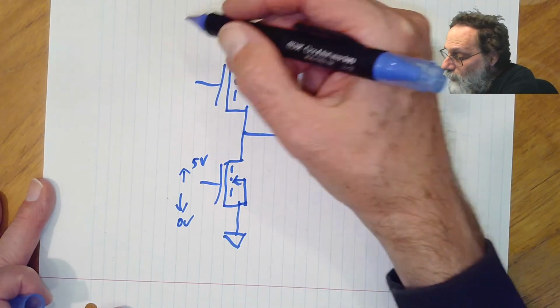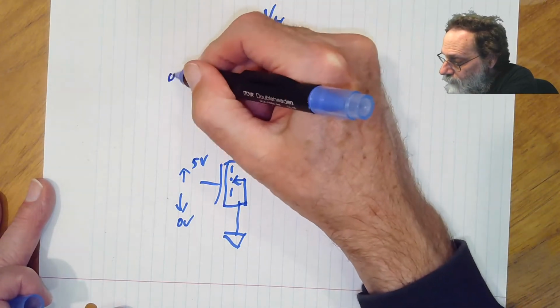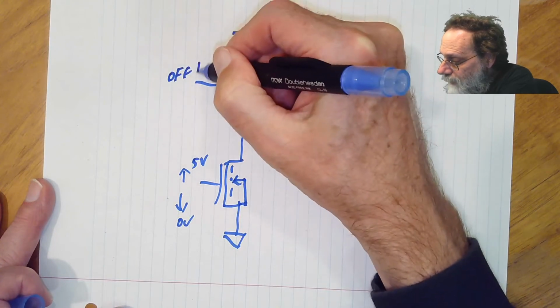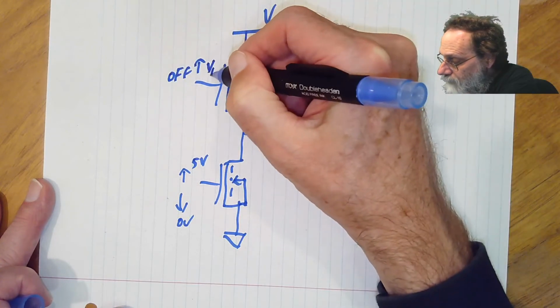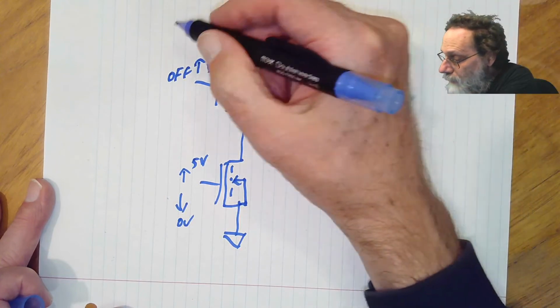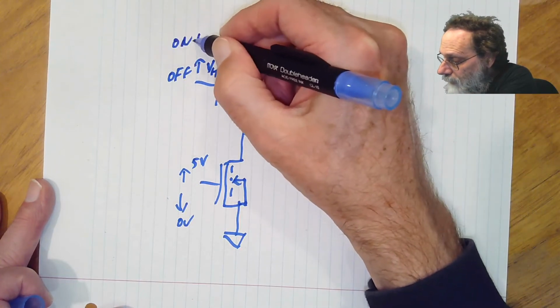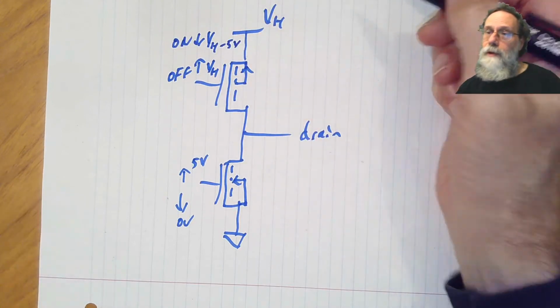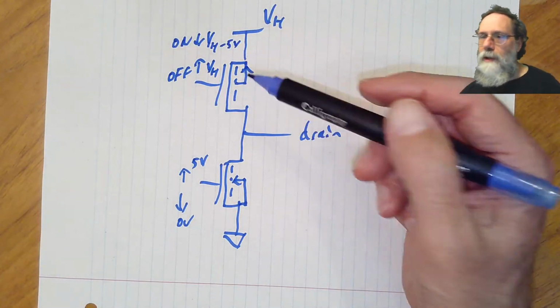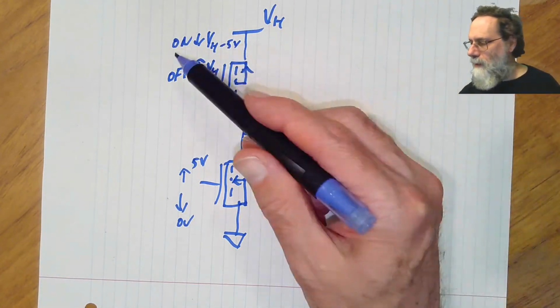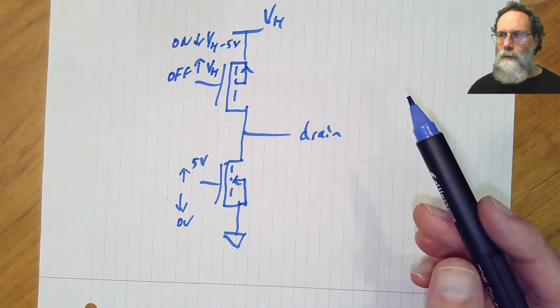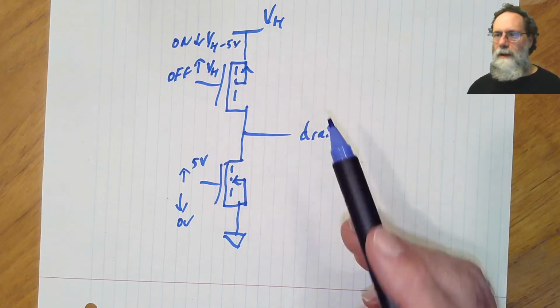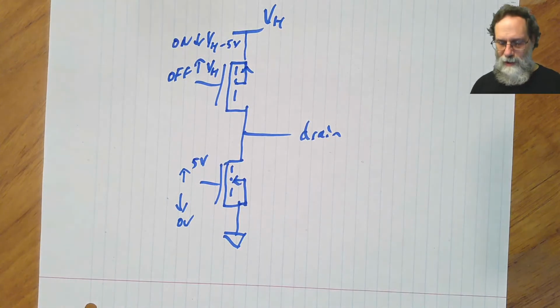Well, to turn it off, we've got to take it up to VH, or very nearly. And to turn it on, we have to take it down to VH, say, maybe minus 5 volts. And again, the thresholds here depend on exactly what the transistor is, and you can get different transistors with different thresholds. So the 5 volts here is just an example. It's not that all transistors are like this.